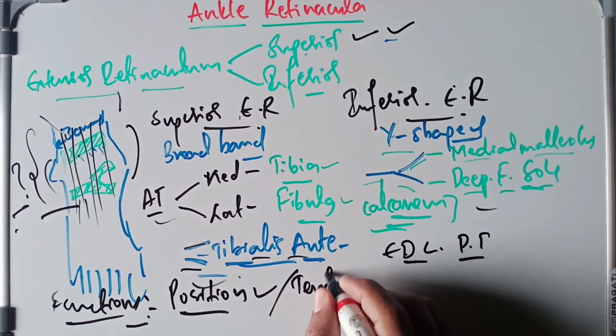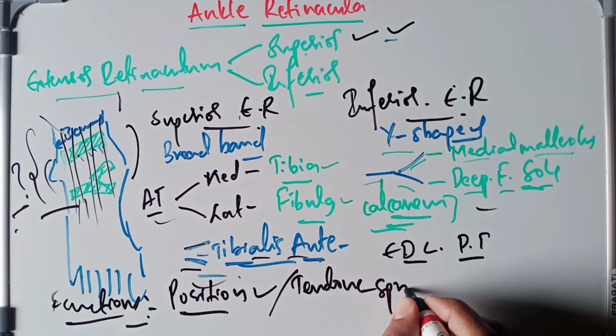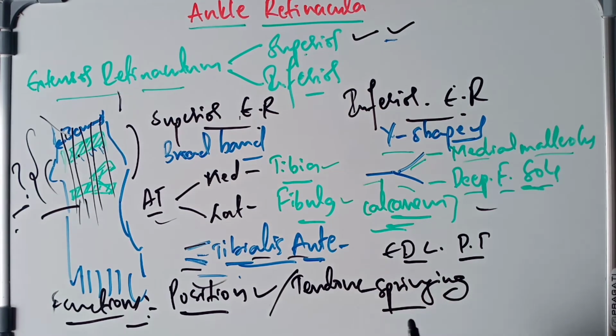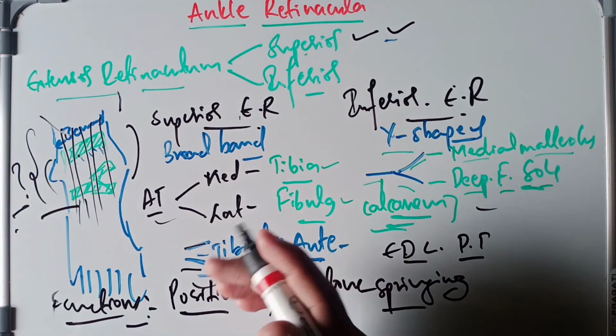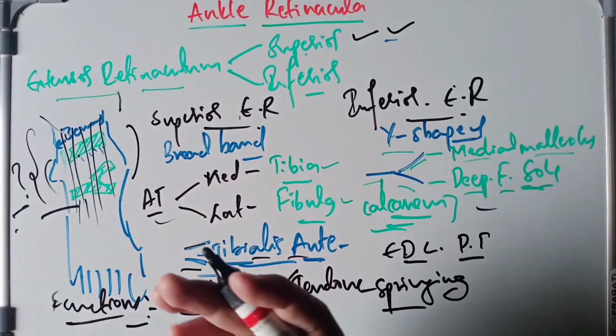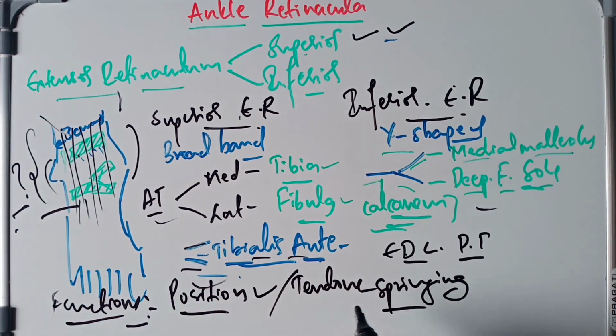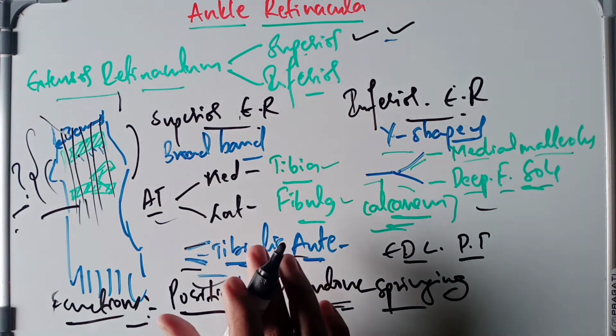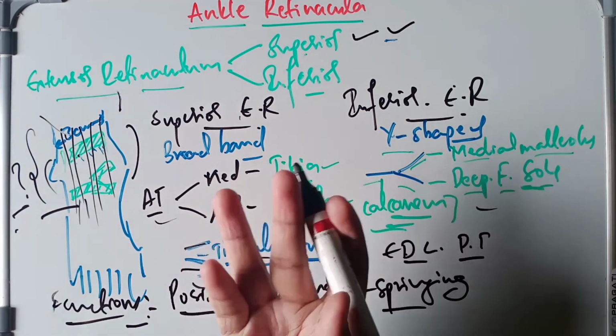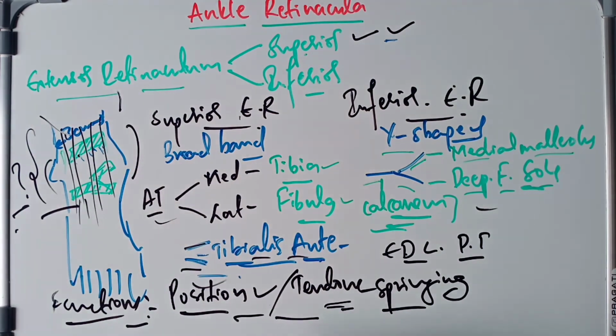It prevents the springing of the tendons medially, because in this position there is angulation of the tendon of extensor hallucis longus at the ankle. So basically it keeps the structures of the anterior compartment of the leg in position, and also it prevents the tendons from springing medially when the foot is inverted. So these are the work of the superior and the inferior extensor retinaculum.